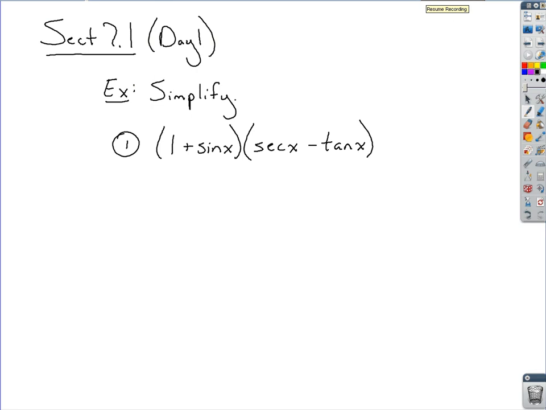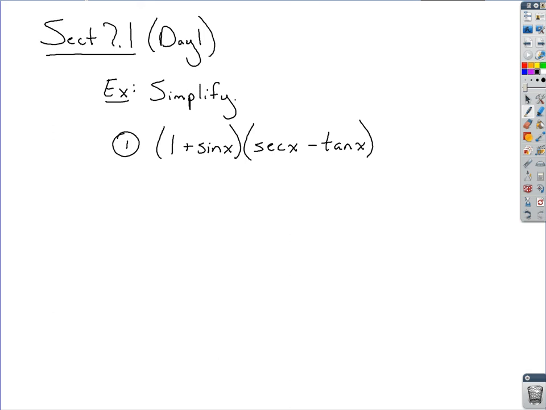We dive right in here, trying to simplify trig expressions. The way we simplify a trig expression is we take everything we know about algebra, everything we know about trig identities, and we use that to try to come up with an answer in the simplest form possible.